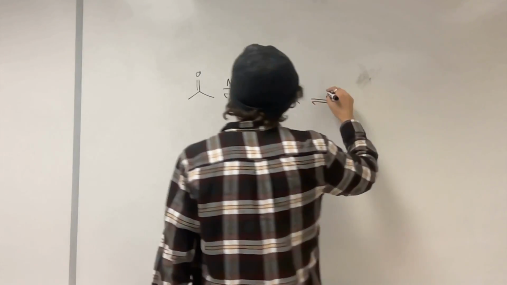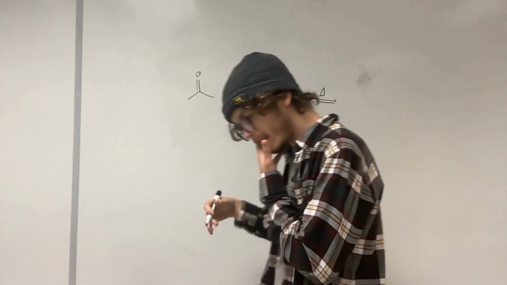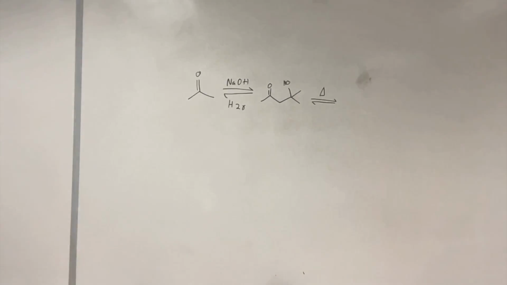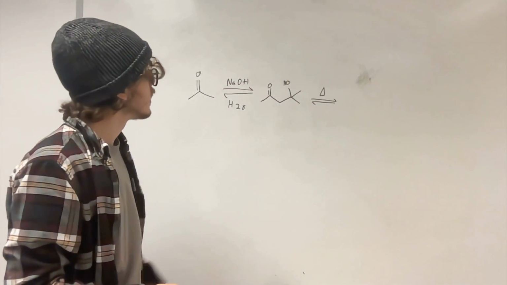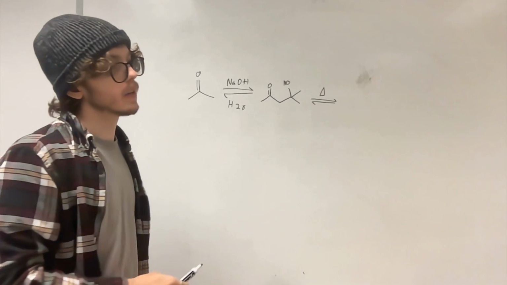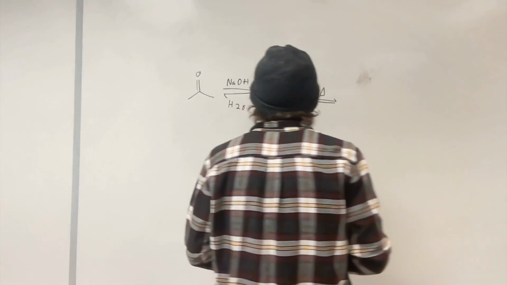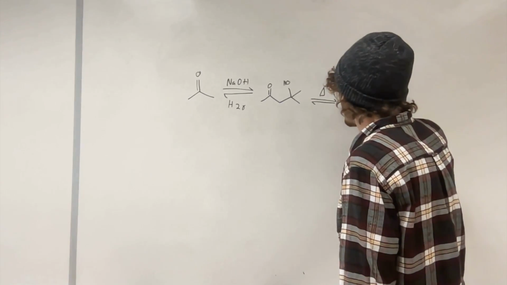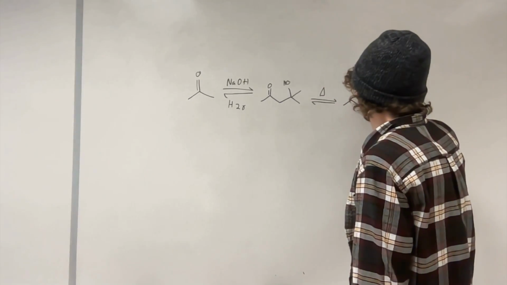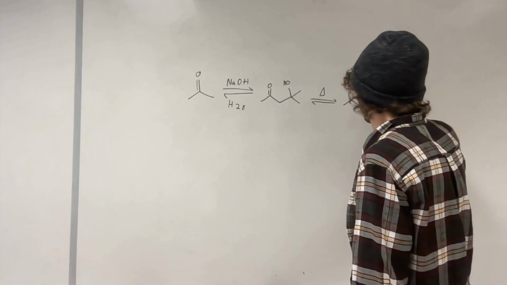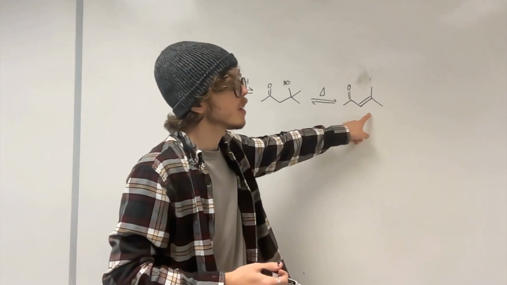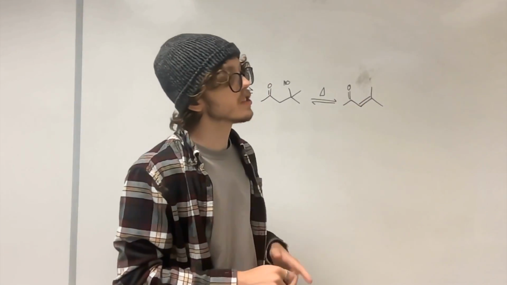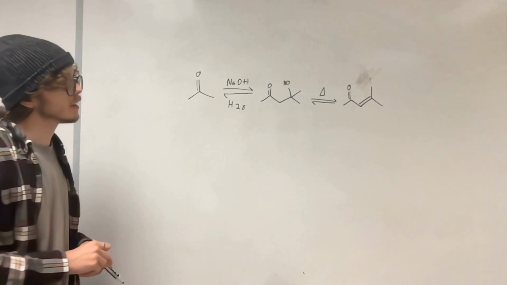What happens now if I heat this? If I add heat, what do you think is going to happen? Well, given that we have a strong base and we're heating it, what do you think is going to maybe happen to this OH group here? Well, it's going to want to leave. So that's exactly what happens. And what we're going to notice is we're going to get an alpha-beta unsaturated ketone, which is basically alpha to beta, there's a double bond. That's what that means, alpha-beta unsaturated.